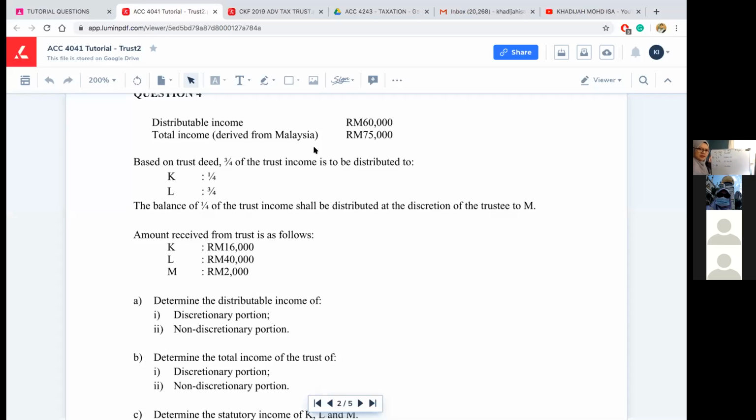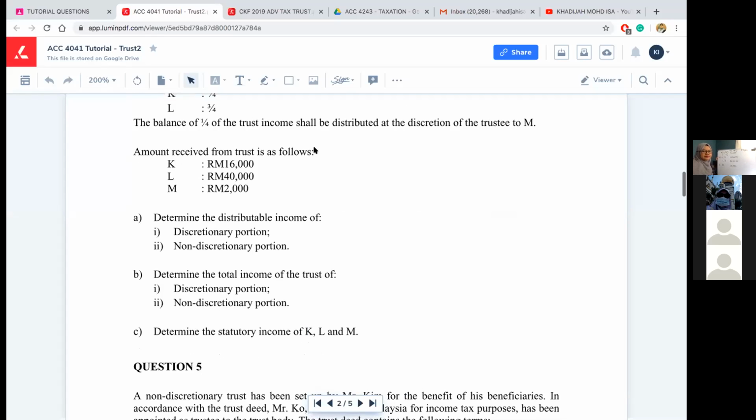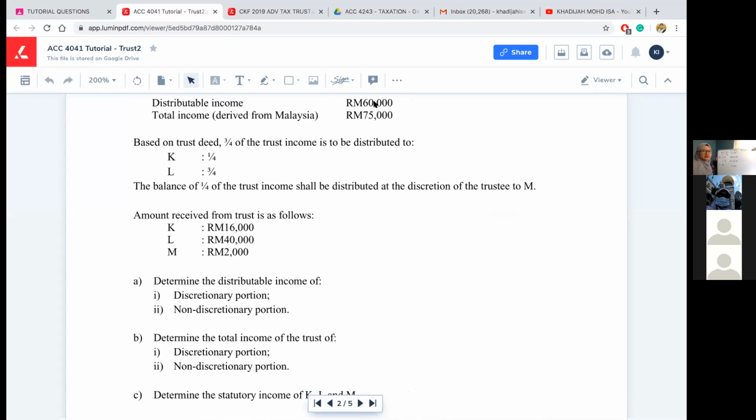The distributable income amounts of the trust are as follows. So why did they give the distributed income then? They also want the answer for the discretionary portion and non-discretionary portion. Why do 16, 40 and 2 not add up to 60,000? Any idea? Why do you get 60,000 here? Determine the distributed income of the discretionary portion. Anyone can help me on that?